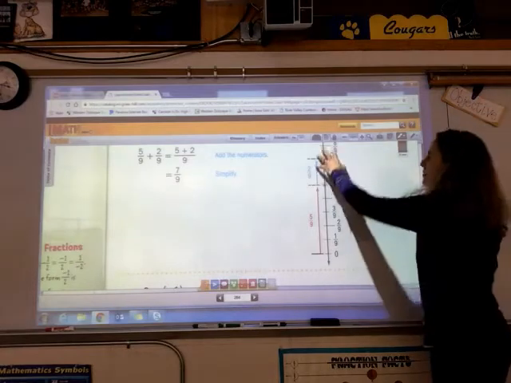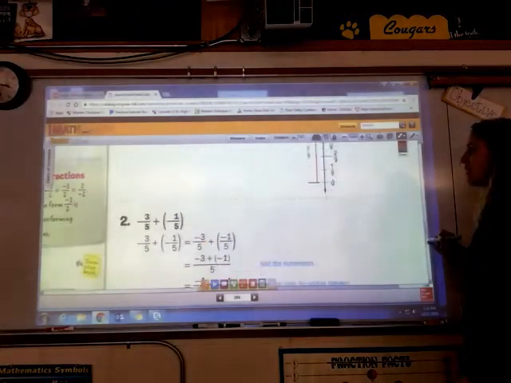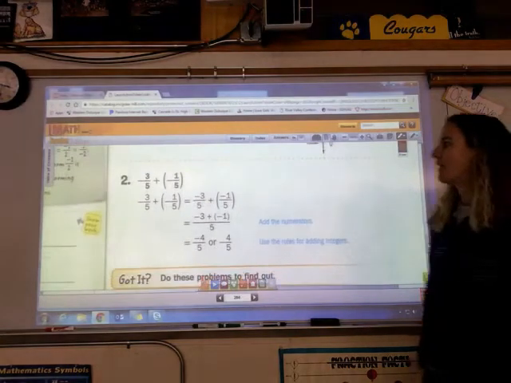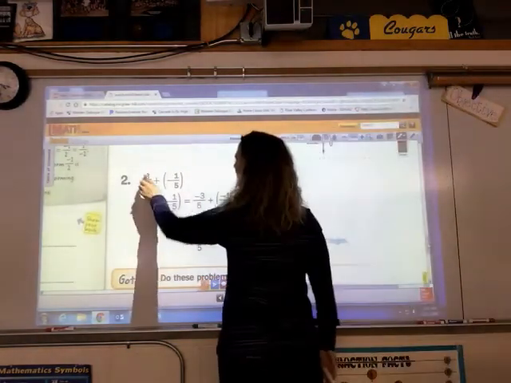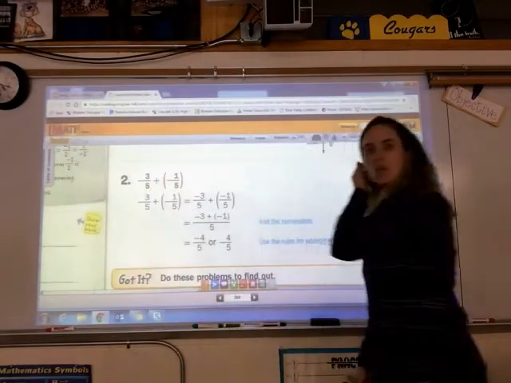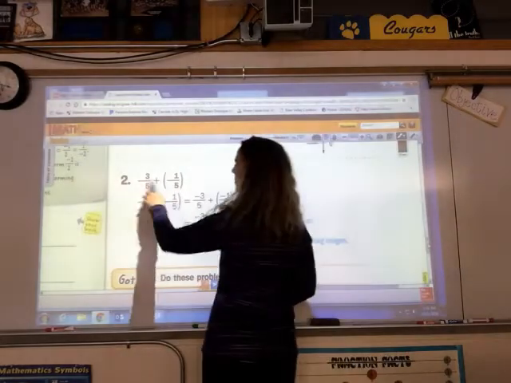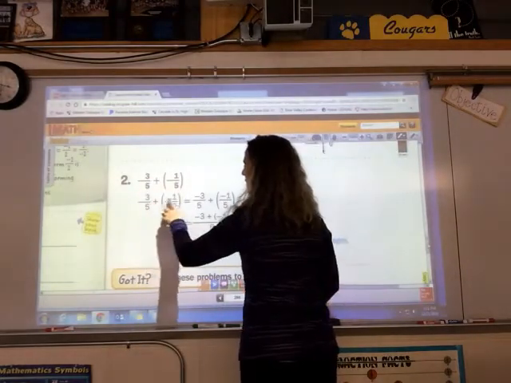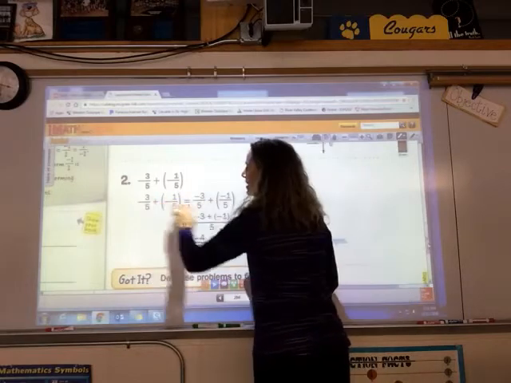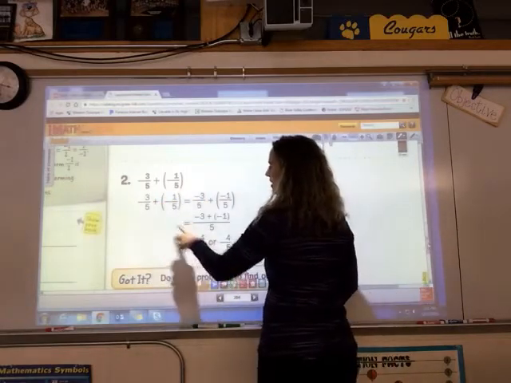So we can use the number line just to confirm what we came up with for an answer. Taking a look at number 2, we have to be careful on this one because this is a negative. We have negative 3/5 plus negative 1/5, so it's going back to your rules for adding integers. Because they are both negatives, you're going to add 3 plus 1. Three negatives in a bucket plus another negative in a bucket gives me 4 negatives altogether.